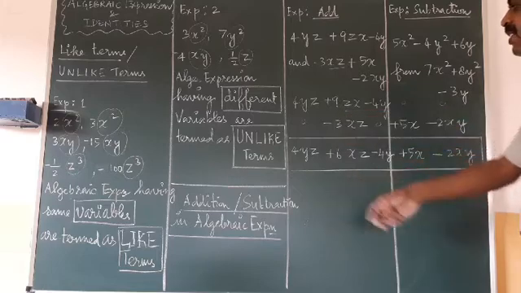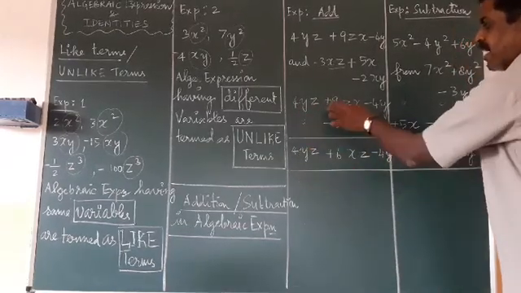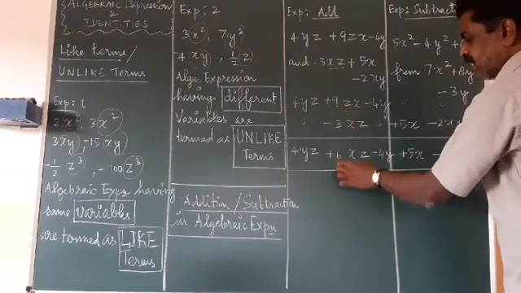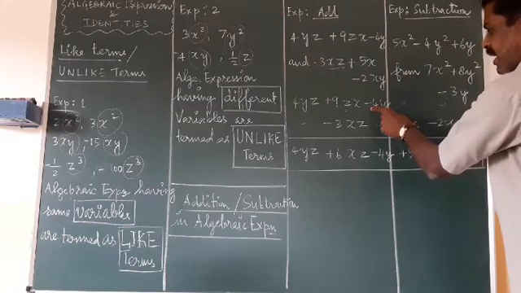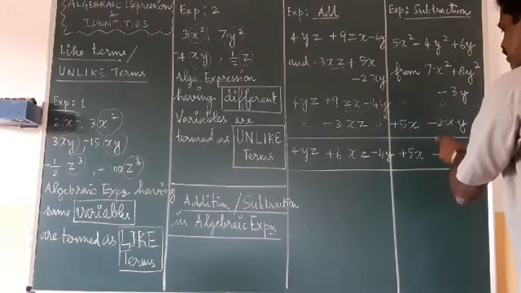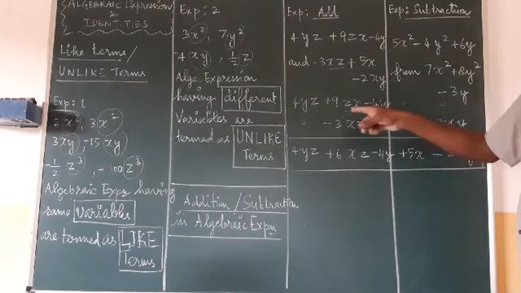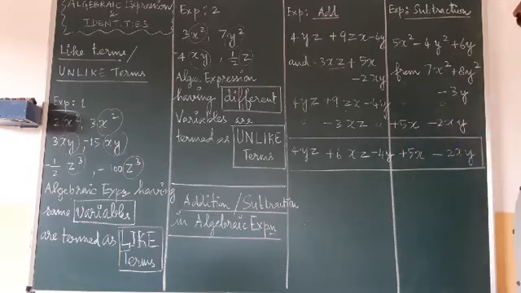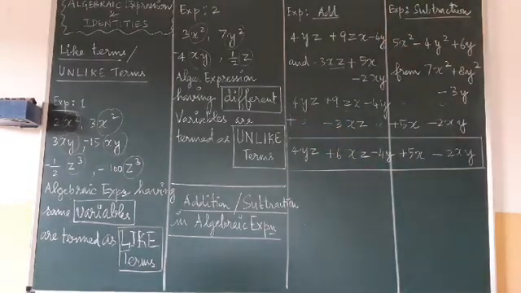I am adding the term 4yz with 0, nothing is there, so same here. 9 minus 3, 6 plus 6, because plus number is greater, xz. And minus 4y, plus 5x, minus 2xy. Because they don't have any like term in this one, as it is I am writing. By adding this one, this is addition in the algebraic expression.